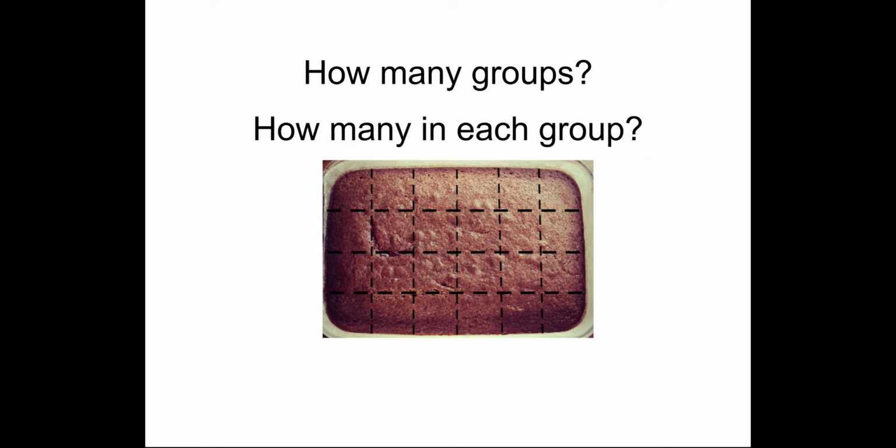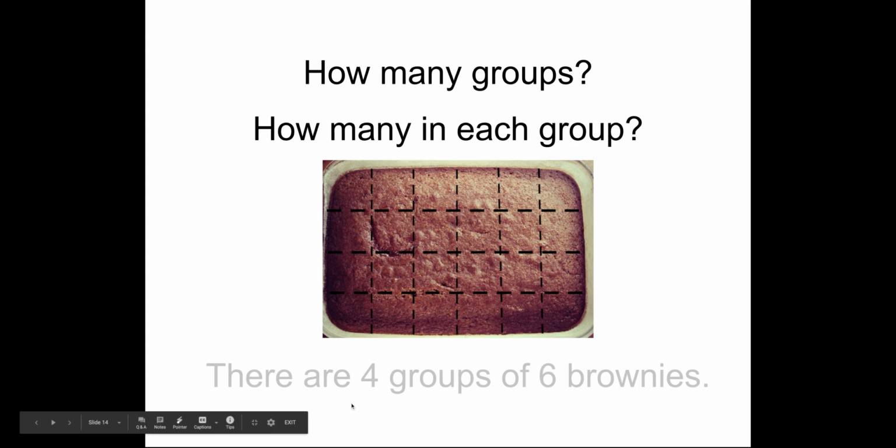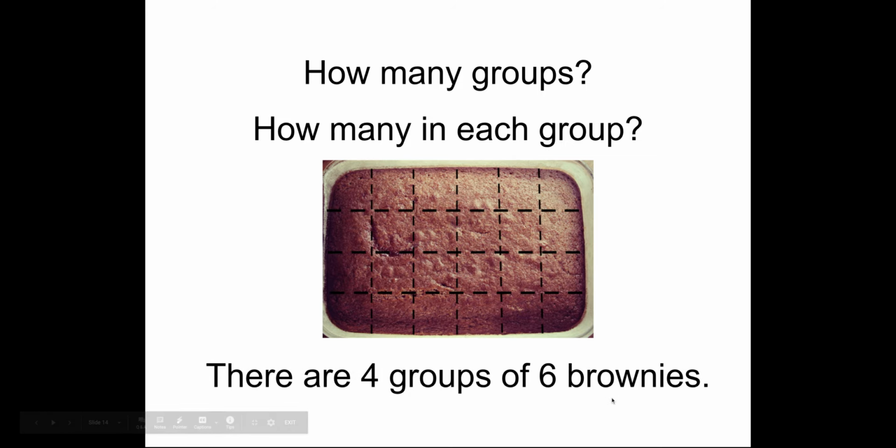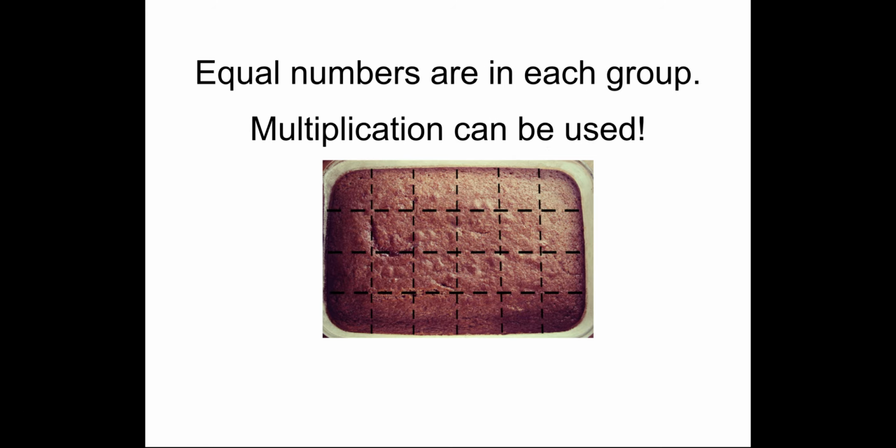Okay, how did you do? Well, let's think about the rows as groups. So we have 1, 2, 3, 4 rows. And it's clear that there's the same number in each group. So let's count them. We're going to count down or count across to see how many are in one of these groups. 1, 2, 3, 4, 5, 6. So the first group has 6, and the second group has 6, and the third group has 6, and the fourth group has 6. So we have 4 groups of 6 brownies each. What's the multiplication equation? 4 times 6 is 24.